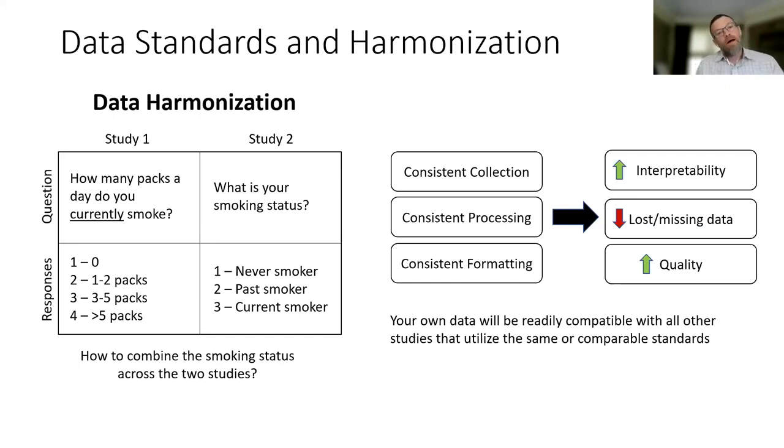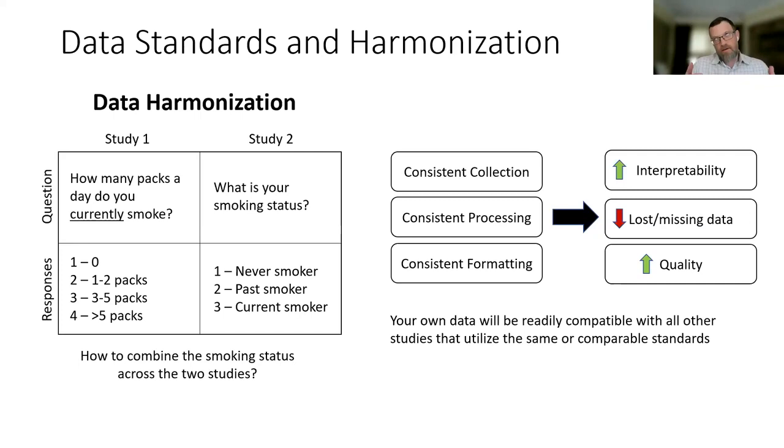Study 2 had another response. It was another multiple choice. And what's your current smoking status? Never smoker, past smoker, current smoker. And again, that was coded into variables 1, 2, and 3. Now, if you were a researcher downstream looking at these two studies and just had a spreadsheet with these numbers here, you'd have no good way of understanding how you could, or if you could, combine the responses coded in study 1 to the responses coded in study 2.